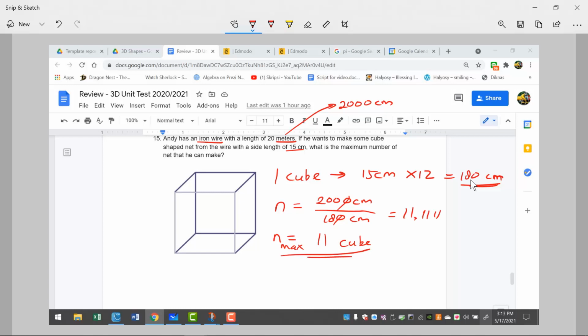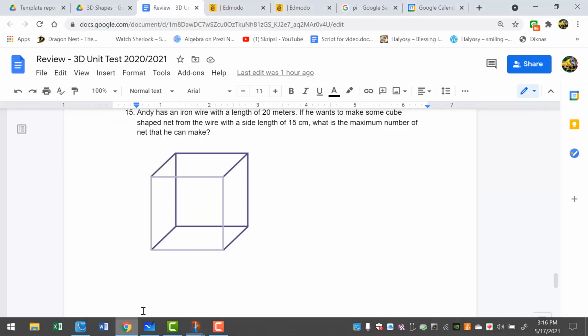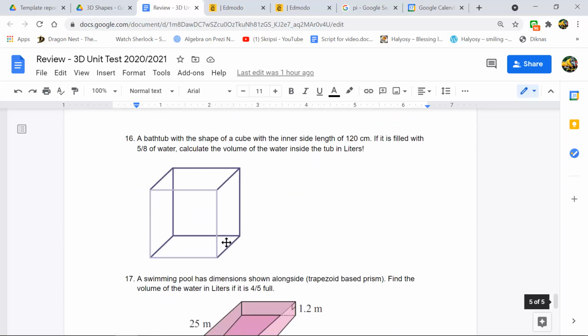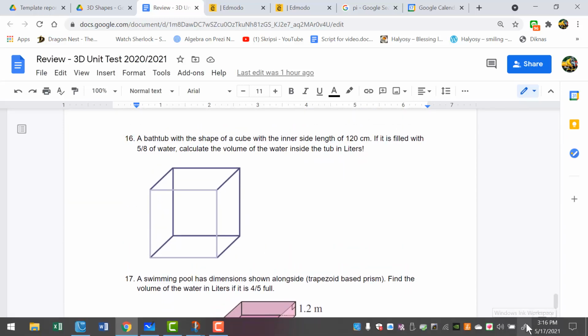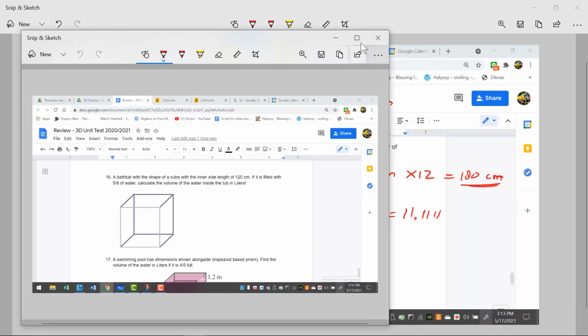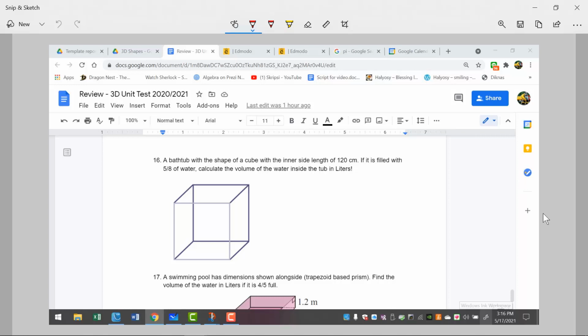So there you go. Okay, number 16. Here we go. A bathtub with the shape of a cube. Let's just say this is a bathtub, with an inner side length of 120 centimeters. So all of them are 120 centimeters, right? And it's said that it's filled with 5/8 of water. Calculate the volume of the water inside the tub in liters.